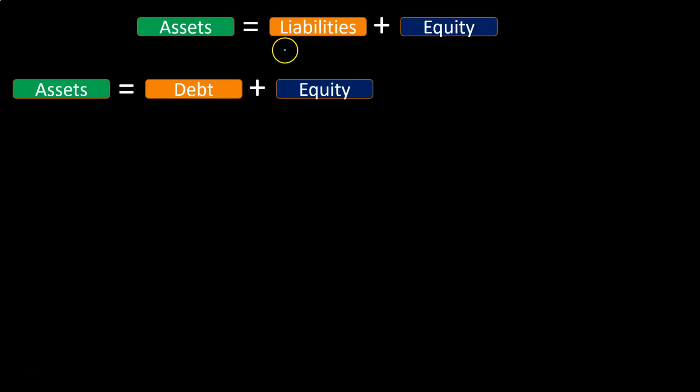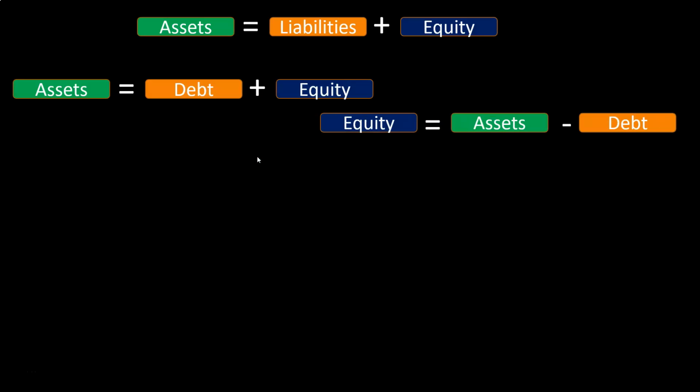Instead of liabilities, we're just going to call it debt plus equity. Assets equal debt plus equity, because that's the terminology we're going to be using in our formulas from a financing perspective. And then we can use our algebra here to solve for equity, which would give us equity equals assets minus debt. So equity would then equal the assets minus the debt.